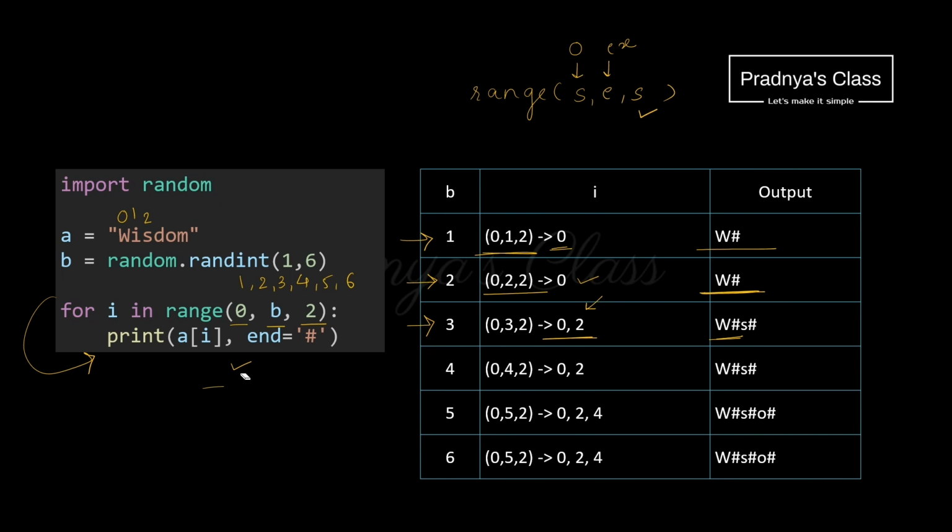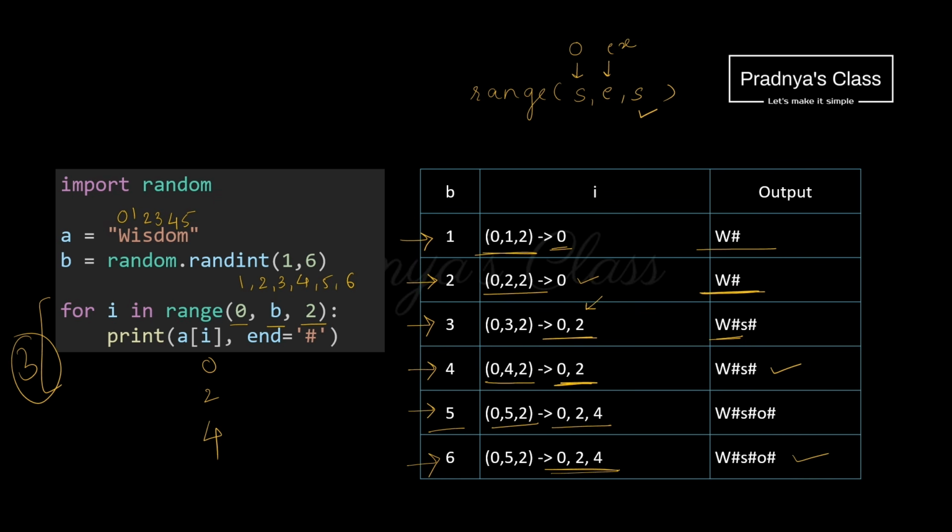Let's continue to the next iteration. The value of B is 4, range(0, 4, 2). Again we are getting the same values, so same output. Let's proceed. Value of B is 5, range(0, 5, 2). We got 3 values. This loop will execute for 3 times. The first value is 0, second is 2 and the third value is 4. So based on indices we will get the letters W hash, S hash and O hash. Here is the last value of B, that is nothing but 6. Again we got the same values, we got the same output.